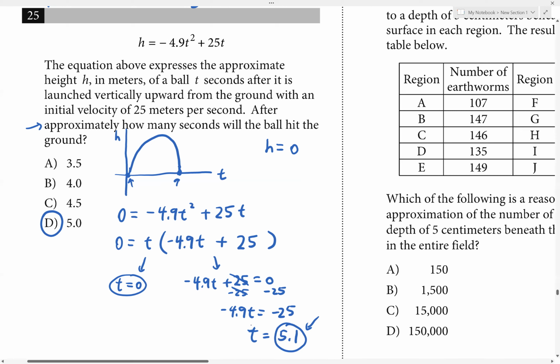And if you look at these two, they are the x-intercepts. So at time equal to 0 and time equal to 5.1, the height is equal to 0, so the ball is on the ground. All right, so D is our answer for 25.